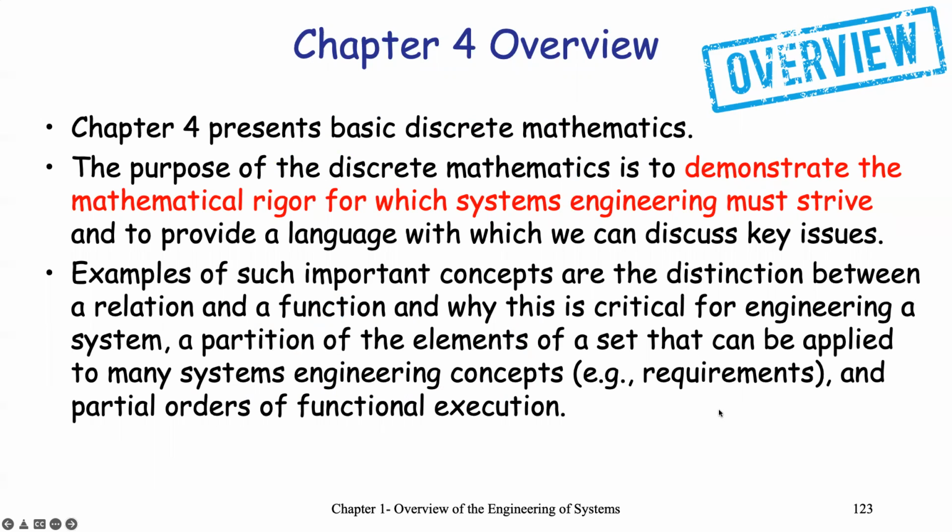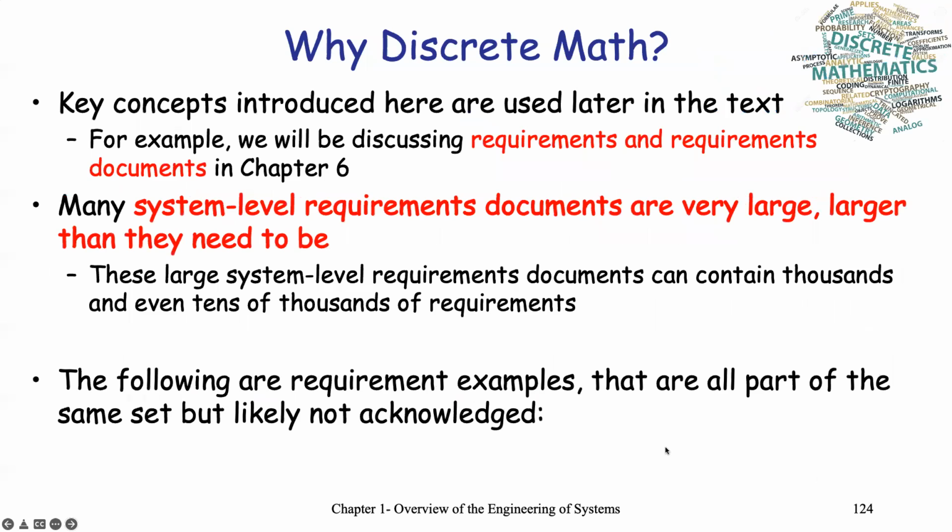Examples of such important concepts are the distinction between a relationship and a function and why it is critical for engineering a system, a partition of the elements of a set that can be applied to many system engineering concepts, and partial ordering of functional execution. So functional layout, how you break things up into parts, how we do our requirements and requirements verification, those would be some things that we'll start to think about here.